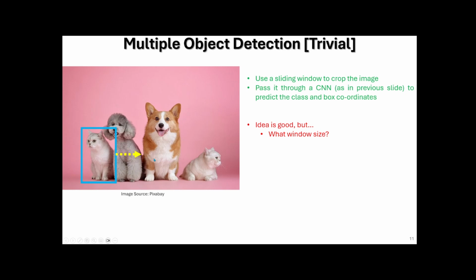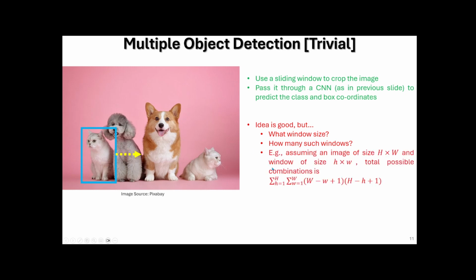So the window size is a variable here, and it's very difficult. The window size is a problem, and how many such windows? Shall I go from the top? Then there are so many unnecessary background places I'm sliding over, a lot of complexity and unnecessary computation, right? And just to give a figure, you can put numbers and see what this humongous number looks like. Let's say an image of size capital H cross W with a window size of small h cross w. If I want to exhaustively do something like an iterative greedy algorithm, this is the total number of combinations. It's a huge number, and that's unnecessary calculation most of the time.